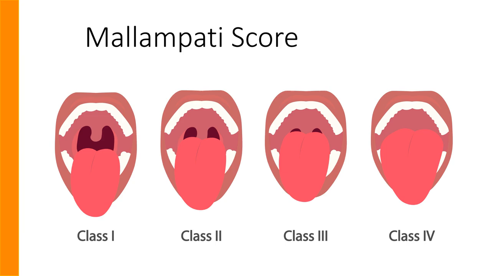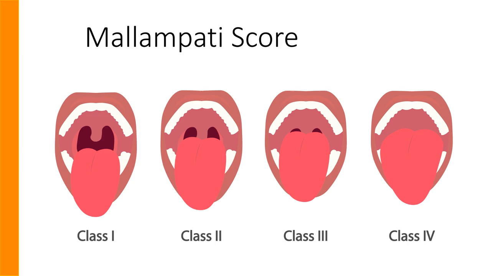So you ask the patient to open their mouth, stick out their tongue, and we are looking to see how much of the hard and soft palate and uvula can be seen. So in a grade 1 view, one can see the hard palate, the soft palate, and the whole uvula, so there's lots of space. In a grade 2 view, we can see the whole of the hard palate, the whole of the soft palate, and we can see most of the uvula. And grade 1 and grade 2 views are associated with an easier laryngoscopy.